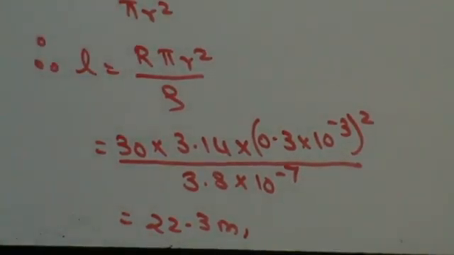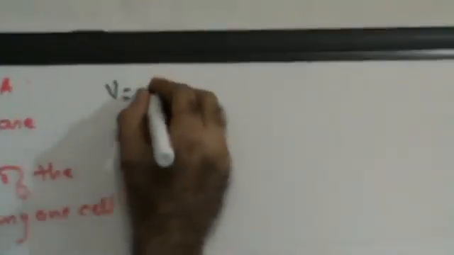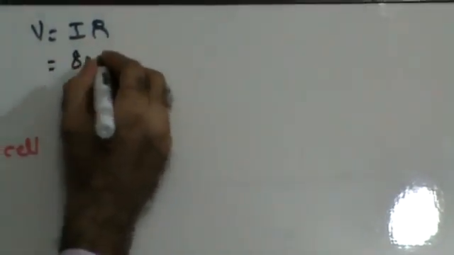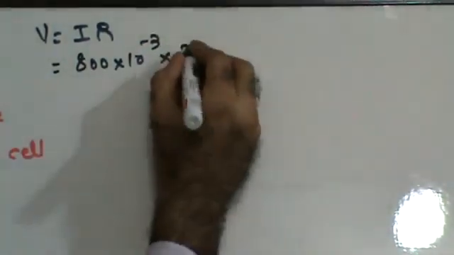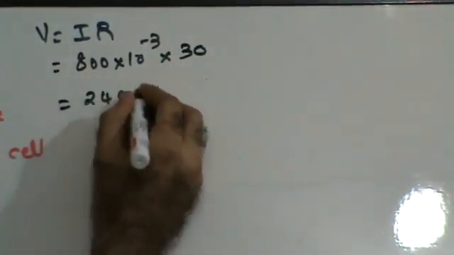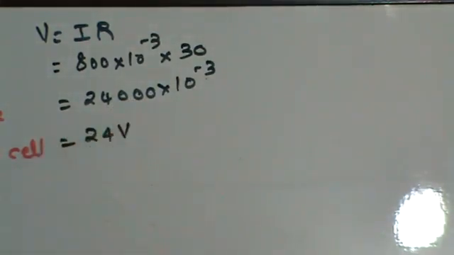Now in the sum they have also asked you to calculate the potential difference. I can find out the potential difference by using Ohm's law. V is equal to IR. Current they have given you is 800 milliamps. So that's 800 into 10 raised to minus 3 into resistance. Resistance is 30 ohms. 8 3s are 24 into 10 raised to minus 3. So this will be 24 volts. So potential difference will be 24 volts. Fine, do you get this thing here? Next, take on next one please.